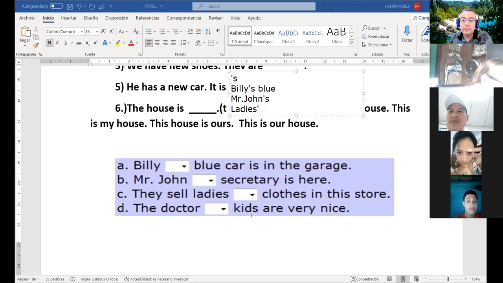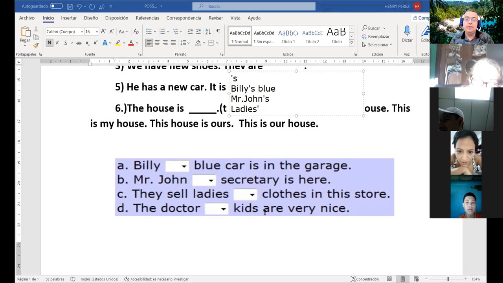The doctor's kids are very nice. Okay, very good. The doctor's kids are very nice. What does that mean? ¿Qué es eso? El doctor de niños es muy bueno. O sea, pediatra, ¿no? Como pediatras. Ok.